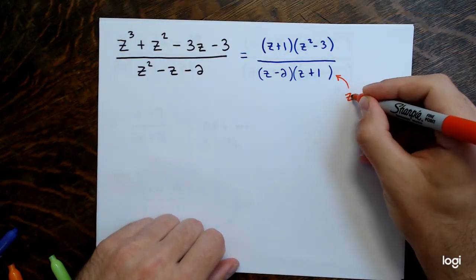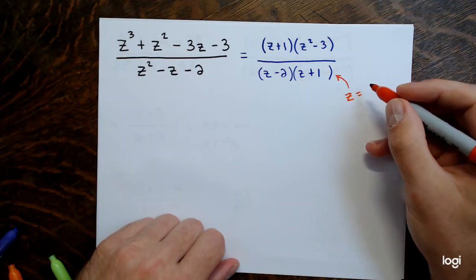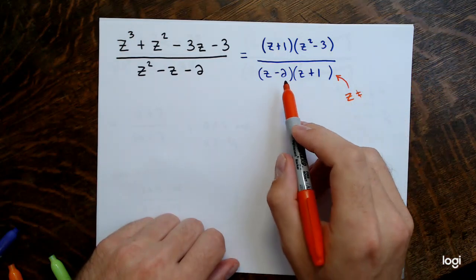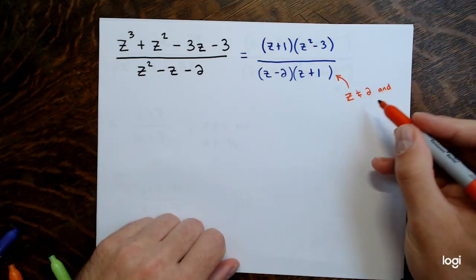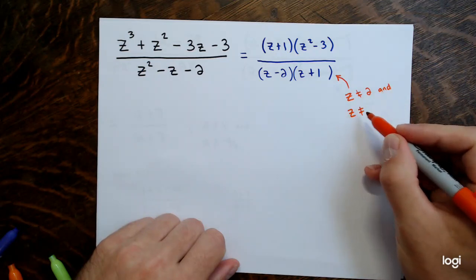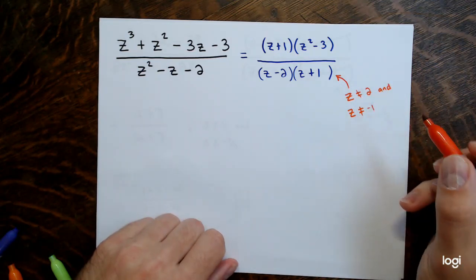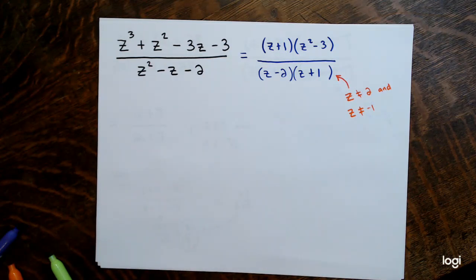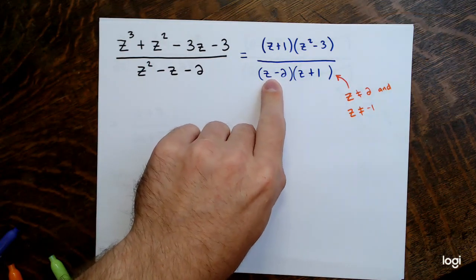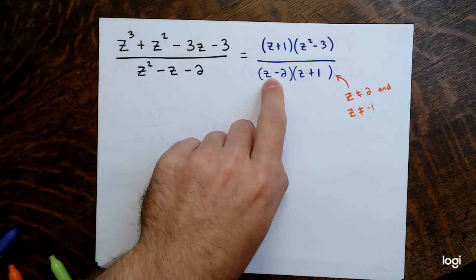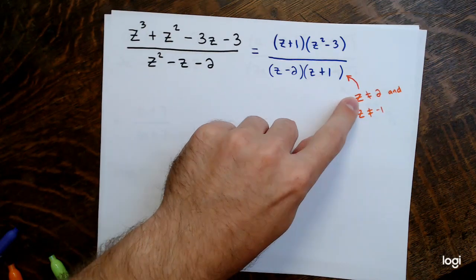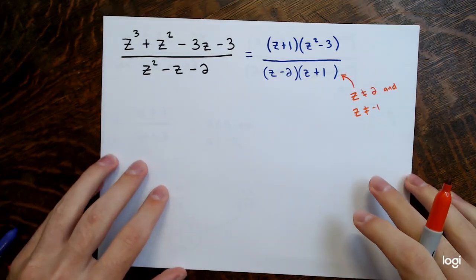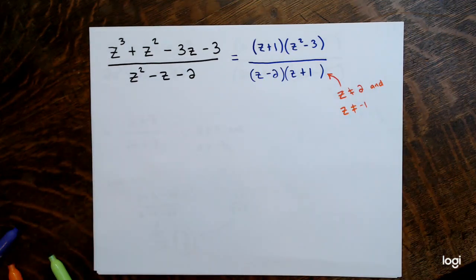Once the denominator is factored, I can very easily see that the value of z I plug in can't be 2, and the value of z cannot be negative 1, pardon me. Because if I let z be 2, I'll be dividing by 0. And if I let z be negative 1, I'll also be dividing by 0. So these make my expression undefined. I don't like those. Those are no good.